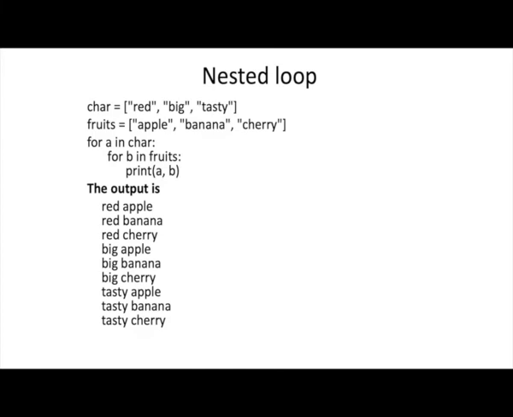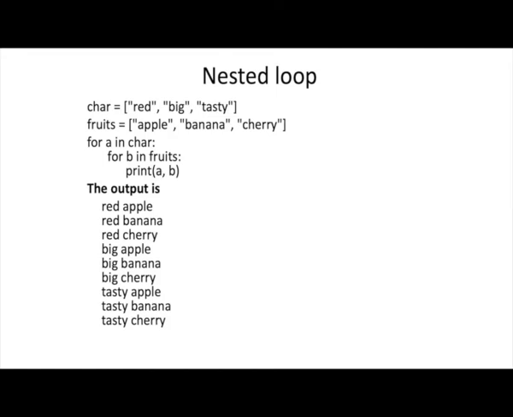Here you see we use two lists. One list is called char, which represents characteristics of a fruit, like for example, the color, the size and the taste, and we have another list called fruits, which has members like apple, banana and cherry.